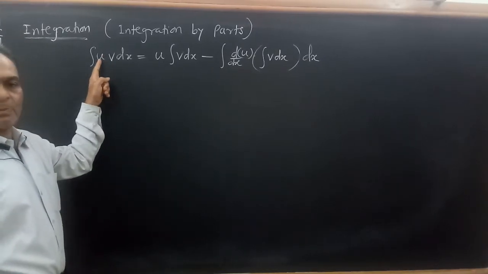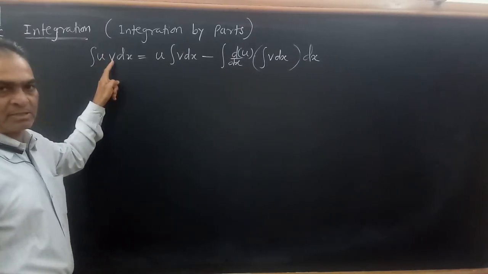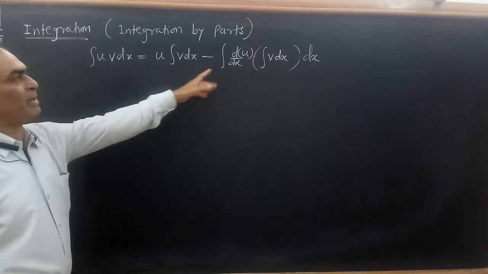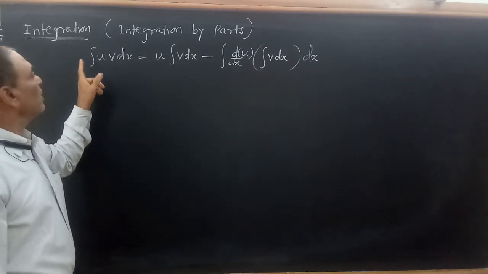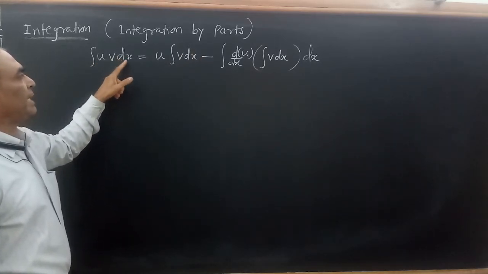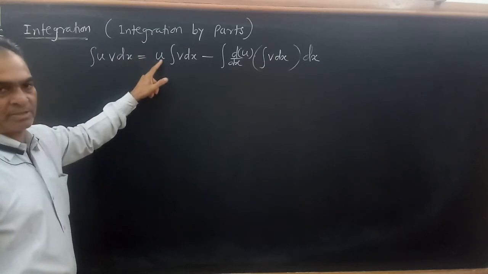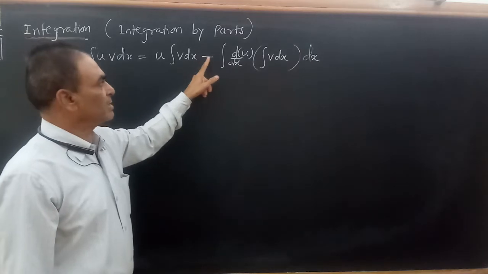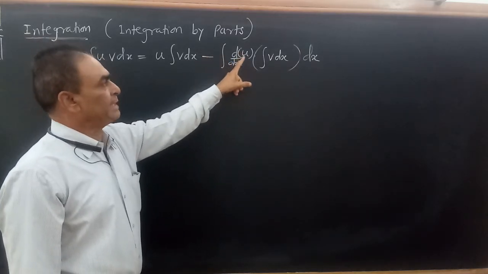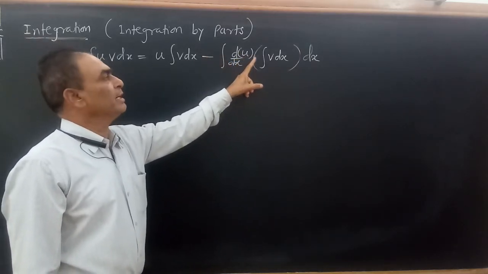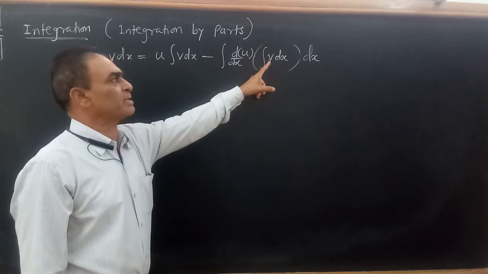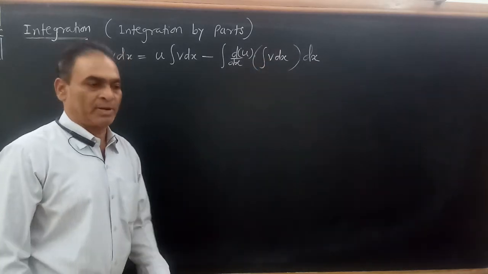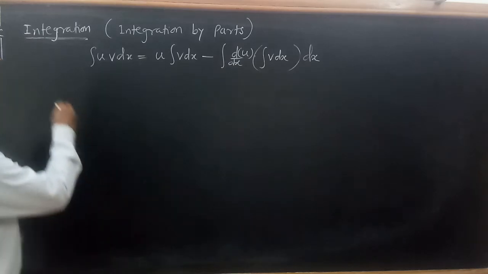Suppose u is the first function and v is the second function, then how to remember this integration by parts rule? Integration of first into second dx is equal to first function into integration of second function minus integration of derivative of first function into integration of second function into dx. Okay, then how to do the proof?